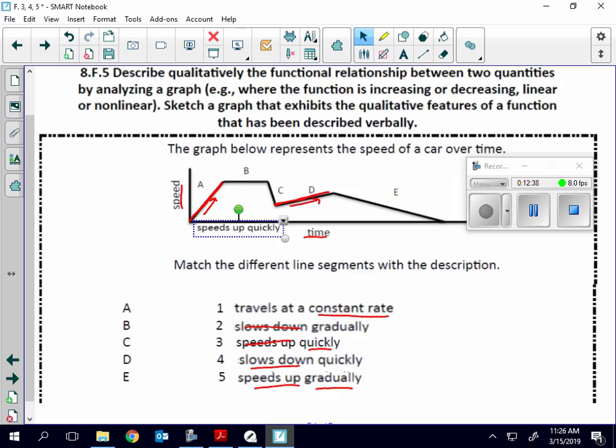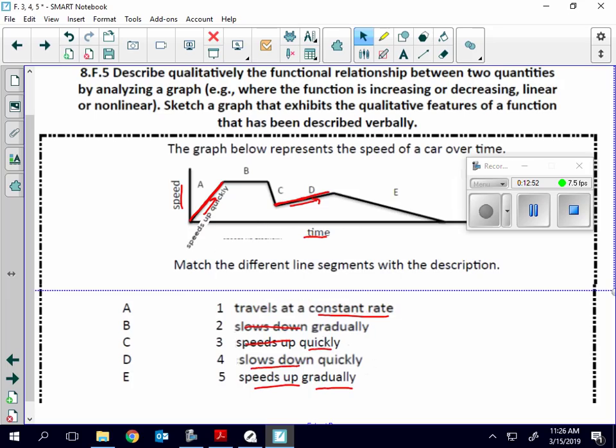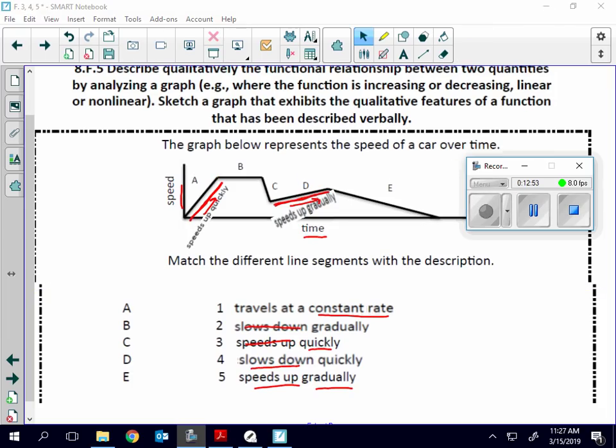And I'll make it a little smaller and turn it here. It's going to go on A, right? That's more quickly than this one. Oh, you can't read that. Okay, there we go. So if we're going to match these up, I'm going to draw lines to the A and then the D. So A is the one that speeds up more quickly. So that A goes to number 3.